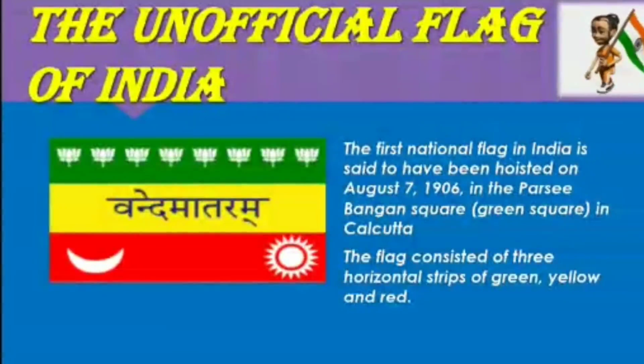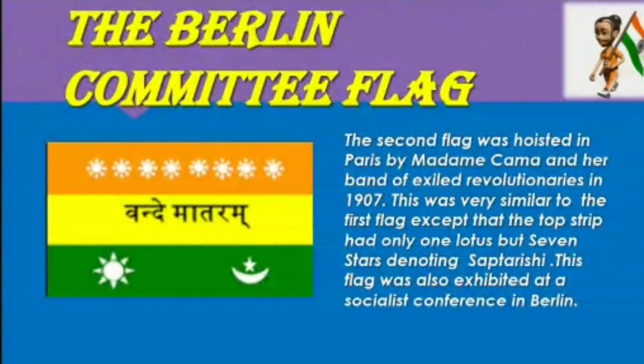The unofficial flag of India. The first national flag in India is said to have been hoisted on August 7, 1906 at Parsi Bagan Square, that is Green Square, in Calcutta. The flag consists of three horizontal strips of green, yellow and red. The Berlin Committee flag was hoisted in Paris by Madame Cama and her band of exiled revolutionaries in 1907. This was very similar to the first flag except that the top strip had only one lotus but seven stars denoting the Saptarishi. This flag was also exhibited at the Socialist Conference in Berlin.